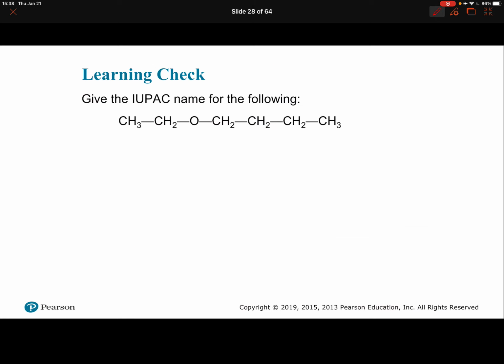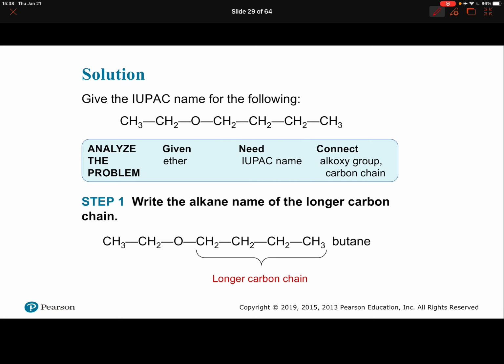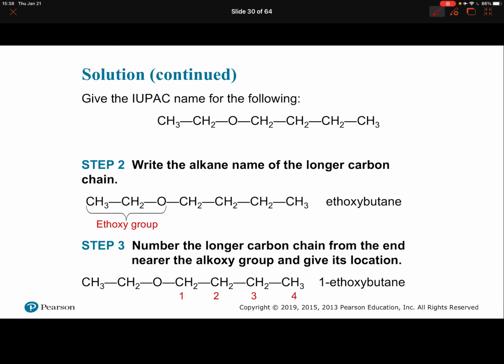So you give this one a shot. This is you giving the IUPAC name for this compound, and then see how you do. Hopefully you didn't just jump to the end and look at the name, but worked through it and figured out that you've got an ethoxy and a butane.